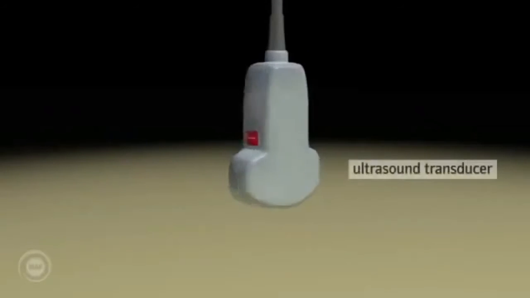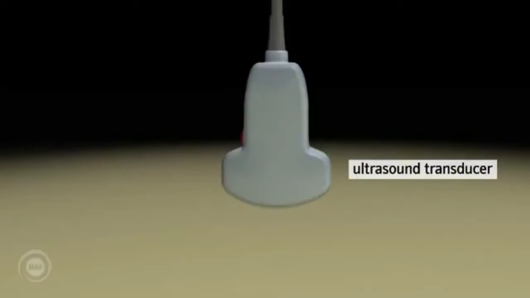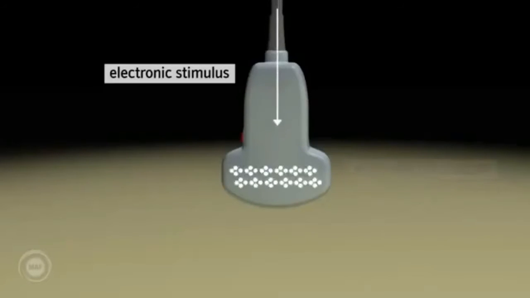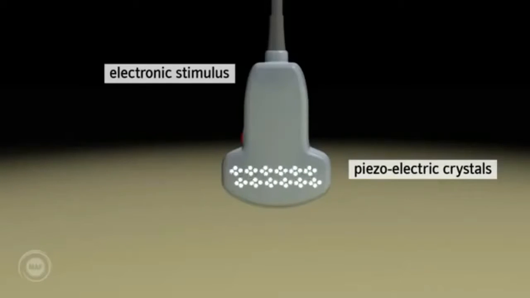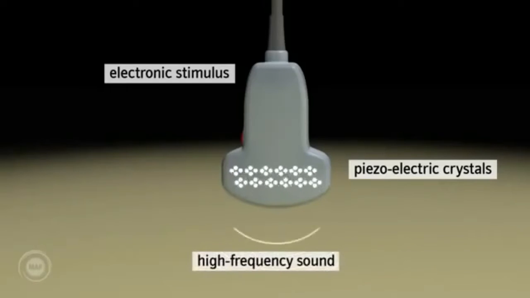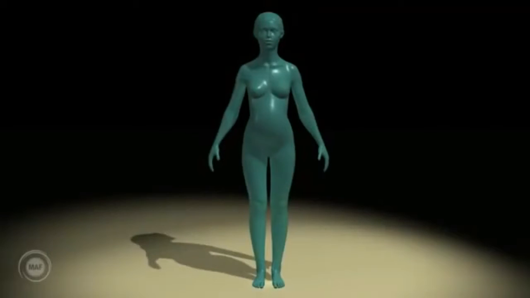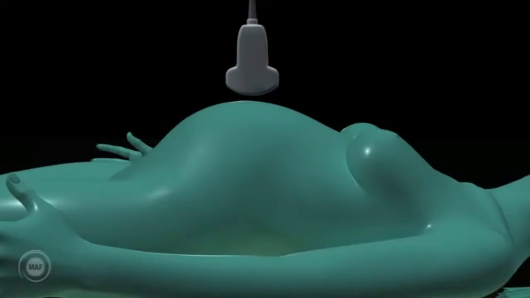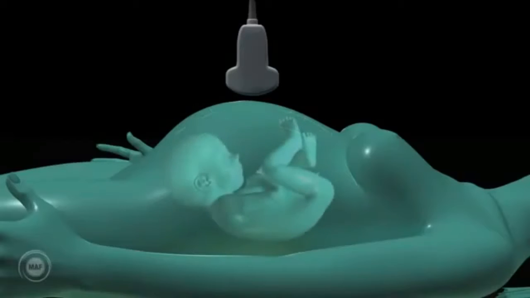The probe houses the ultrasound transducer, which is made up of piezoelectric crystals. Ultrasound is generated by the passage of an electronic stimulus through the piezoelectric crystals, which then vibrate, and a high-frequency sound is emitted. The sound wave then travels through different tissues in the body which have a different penetrability, also known as acoustic impedance. So part of the sound energy is reflected by the tissues and part continues to travel through until it hits other tissues and is reflected back.